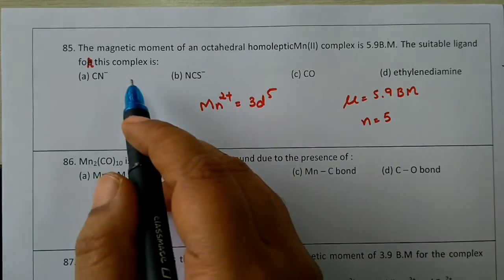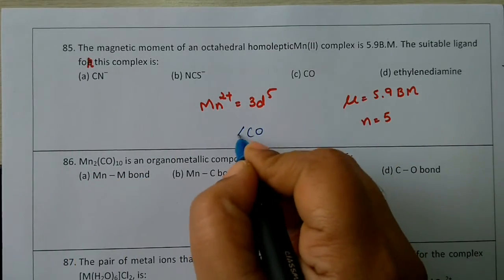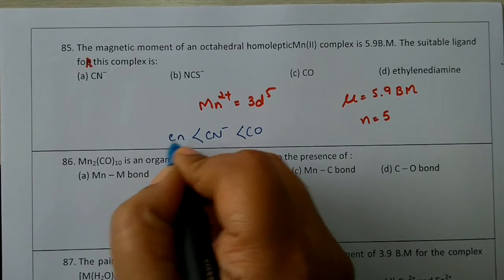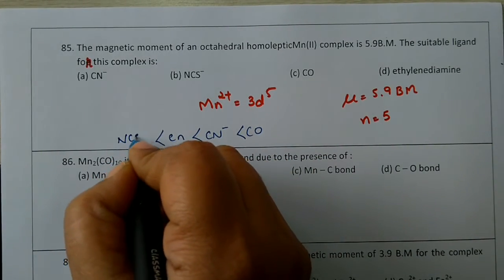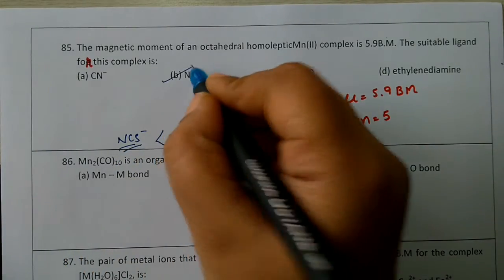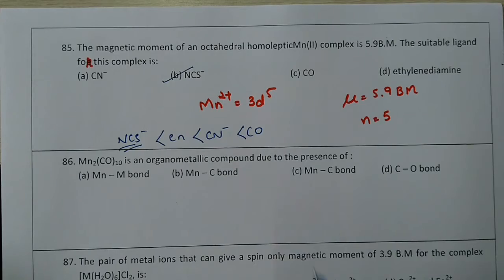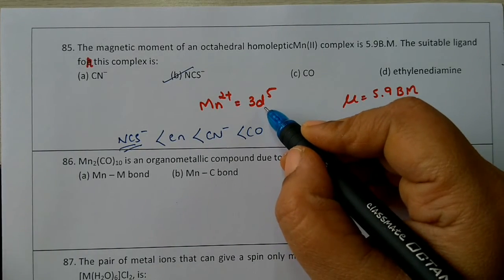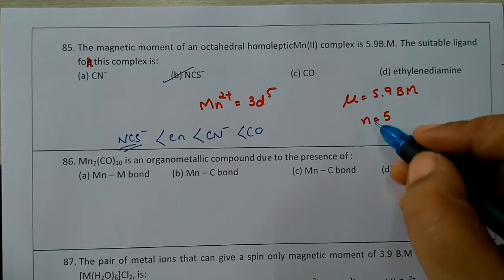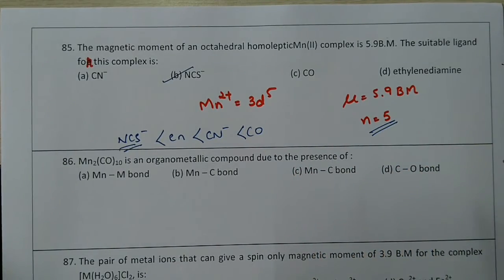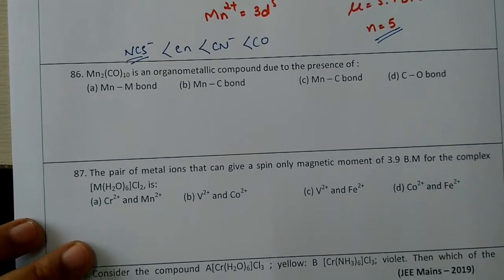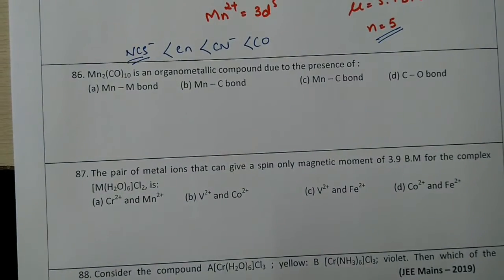If you check in this, CO is the strong field ligand. After that we have CN minus, then comes ethylenediamine, then it is NCS minus. So this is the weaker field ligand which doesn't allow the electrons of 3d5 to pair up, because of which all the 5 will be unpaired electrons, and 5 unpaired electrons will give rise to 5.9 Bohr magneton.